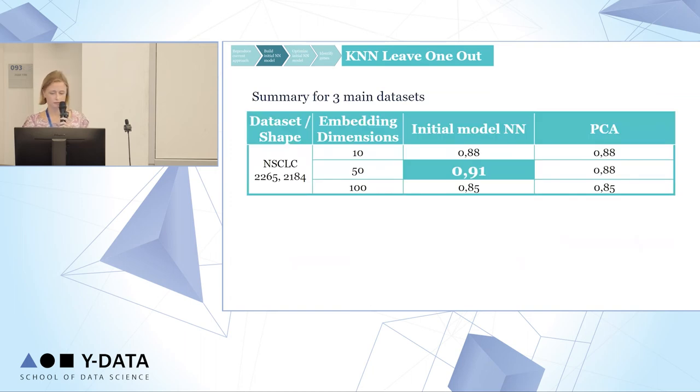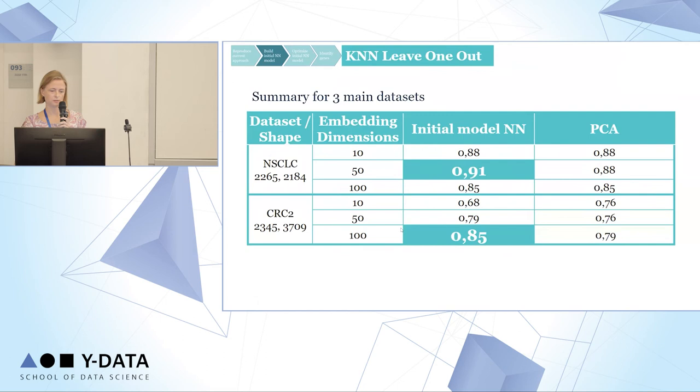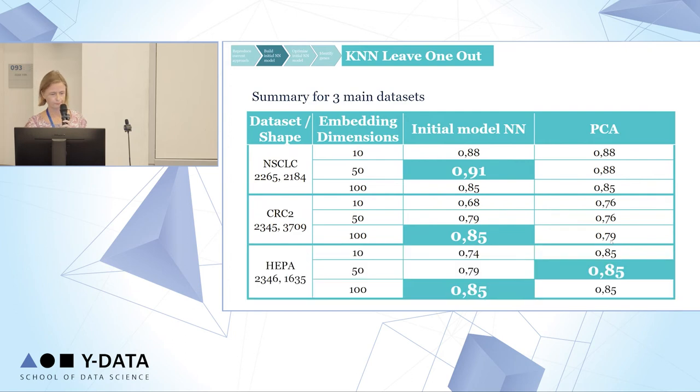The first data set got the highest accuracy for 50 dimensions, and it outscored the PCA model. The CRC2 data set got the highest accuracy for 100 dimensions, and it also outperformed PCA. And HEPA scores at parity with PCA. It was our initial run.